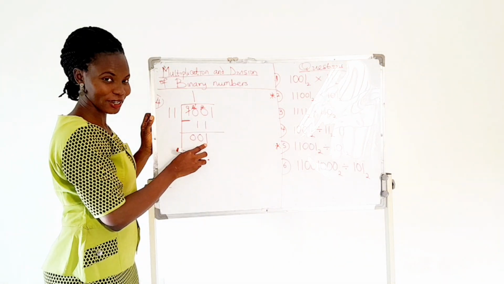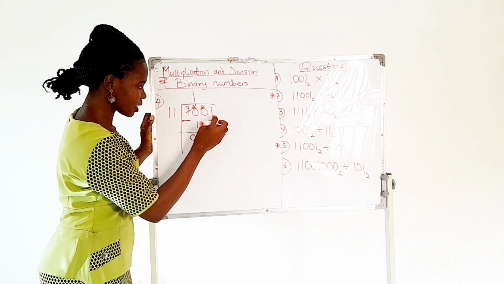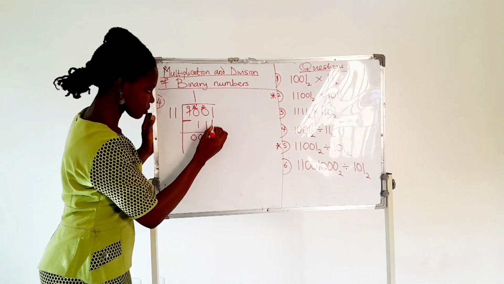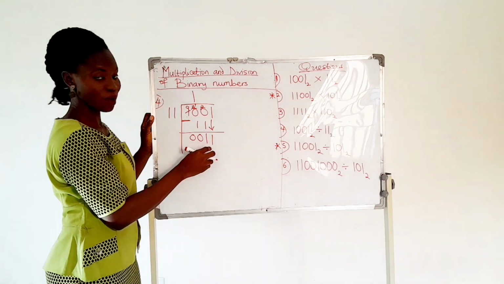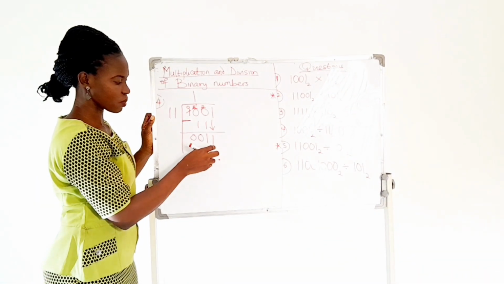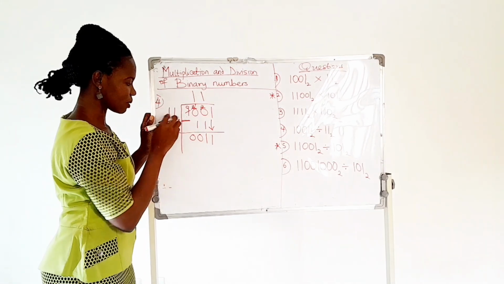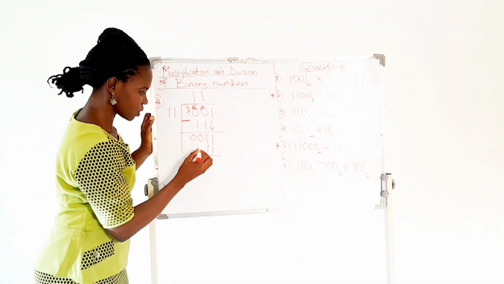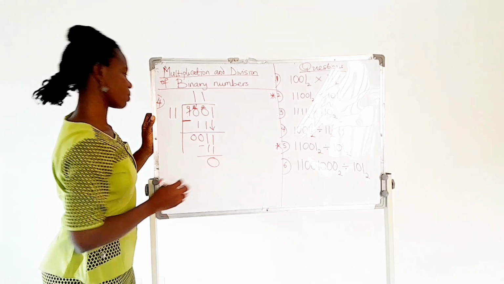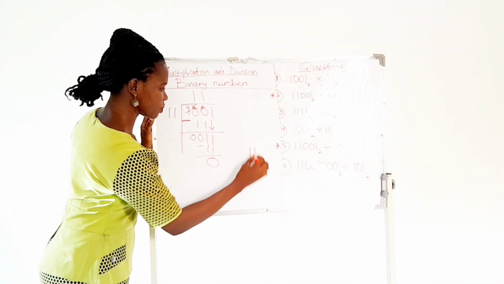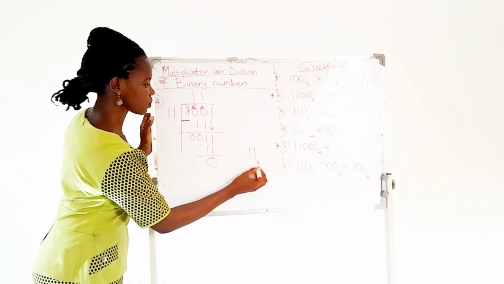Is that clear? Okay, so we can now go to the next one. Since we have a number that is remaining, bring it down. Bring down this one. So we have 1, 1. 1, 1 divided by 1, 1 will give me 1. 1 times this, when you subtract it, it will give you 0. So our answer is equal to 1, 1 base 2.